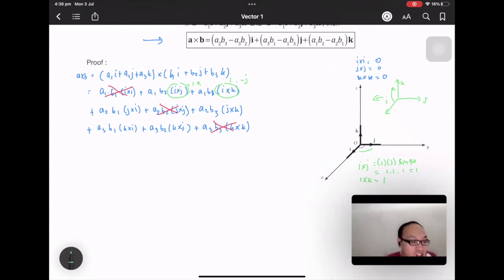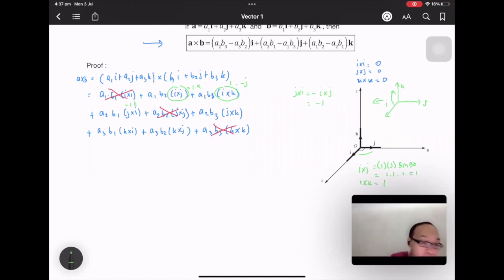How about J cross I? J cross I is minus of I cross J. So this equals -1. So this is -1. The direction is, of course, -K. Yeah, so this is -K.